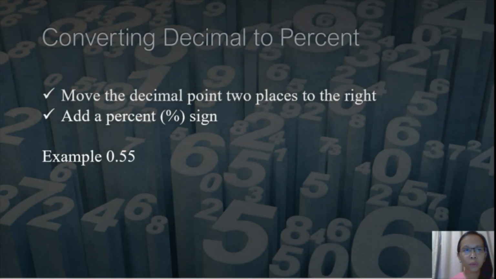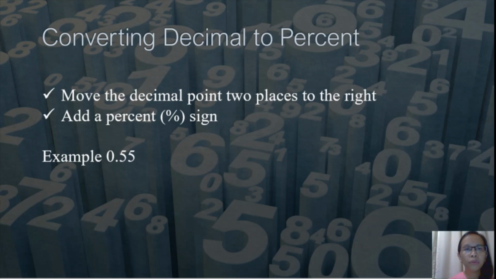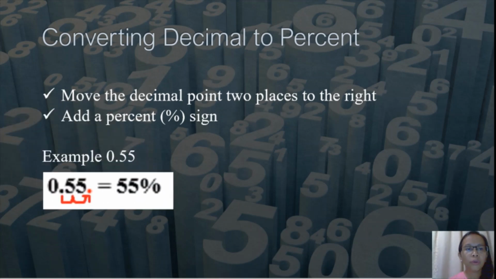Converting decimal to percent. We move the decimal point 2 places to the right. Say for example, 0.55. So we move the decimal point 2 places to the right, we get the number 55. And then we add the percent sign. So 0.55 decimal is equal to 55%.